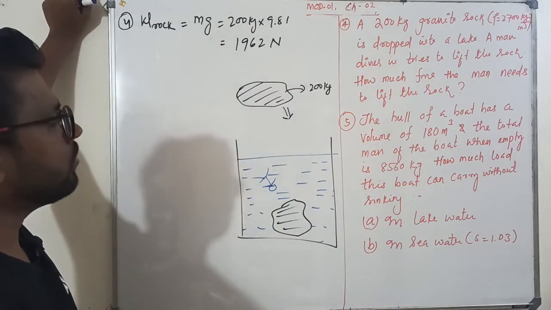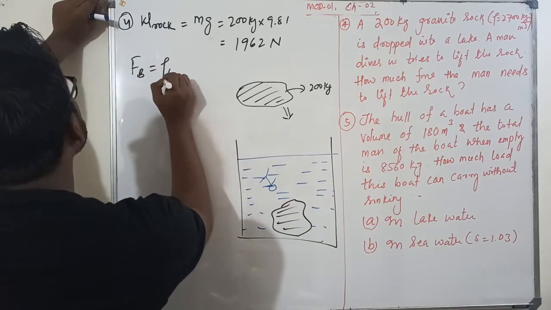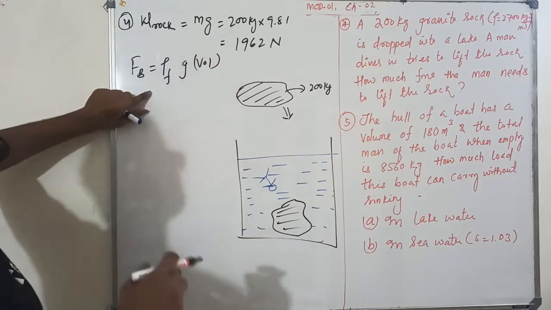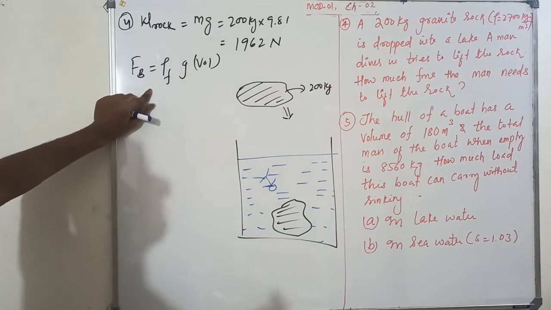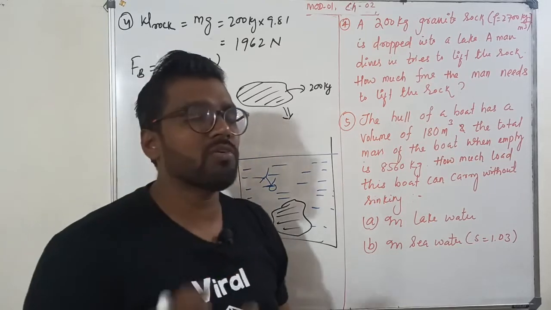Okay. Now you need to calculate the buoyancy force. Sir, the formula for buoyancy force is rho f g into the volume displaced. Let us assume the density of the fluid, water, is 1000. g is 9.81. But how will we calculate the volume? Very simple. What is volume?